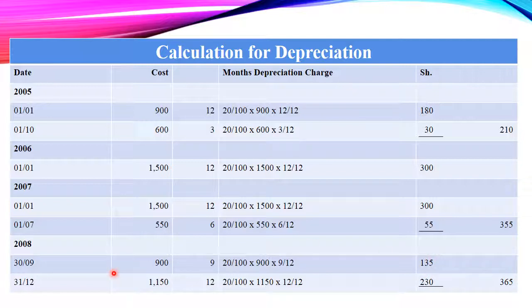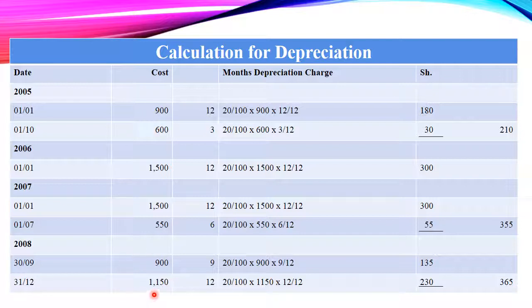That gives us a total depreciation of 135. On 31st of December, if you look at that, we had a balance that was carried down after disposing of an asset worth 900 shillings.